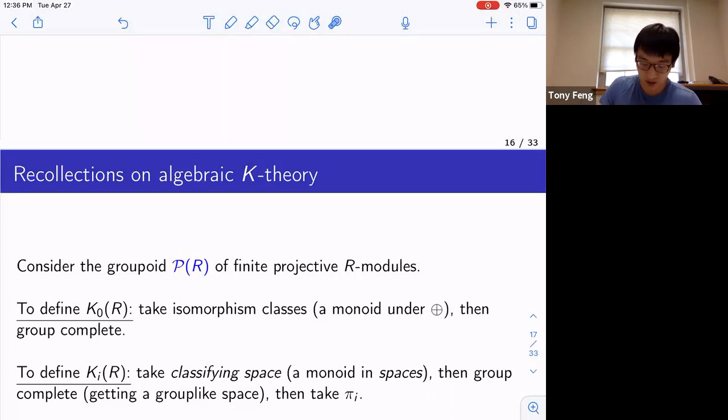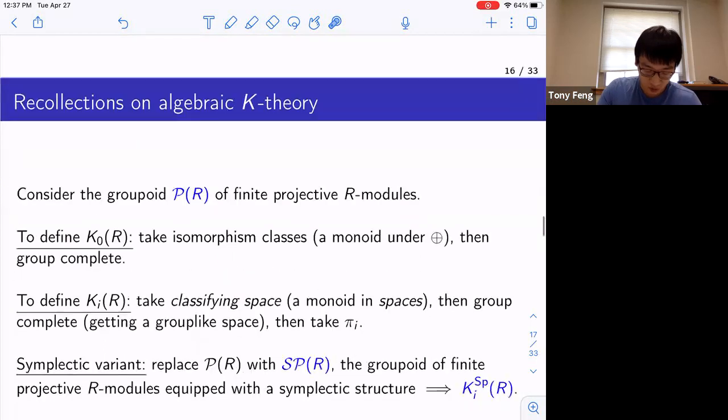That's a priori a set, but it's a monoid under the direct sum operation. So direct sum induces a monoid structure on isomorphism classes. Then you group complete, and there's your K0. And to define Ki, you perform a more refined version of this construction, where instead of crushing things down to isomorphism classes, you take the classifying space of the category. In other words, the geometric realization of the nerve. And you'll get, for similar reasons, a monoid, but now in spaces. And then you group complete, and you get a group-like space. And then you take the higher homotopy groups. Those are the higher K-theory groups.